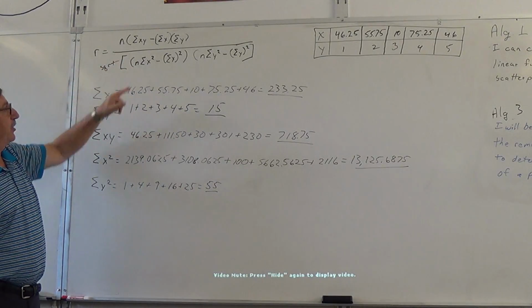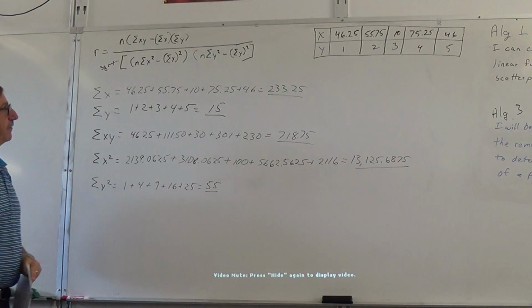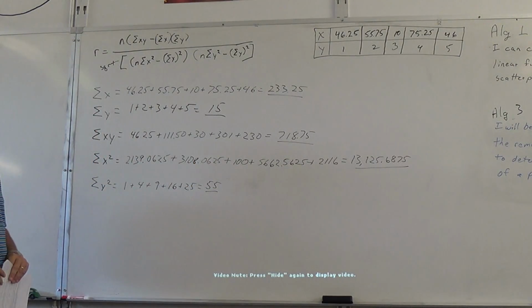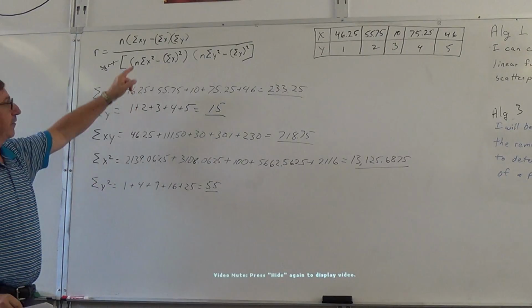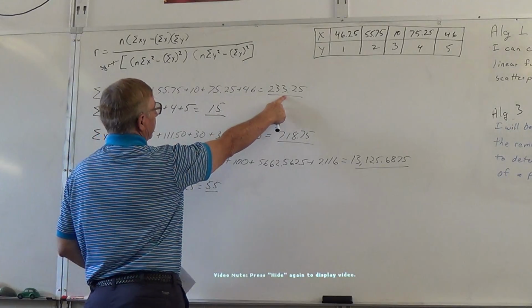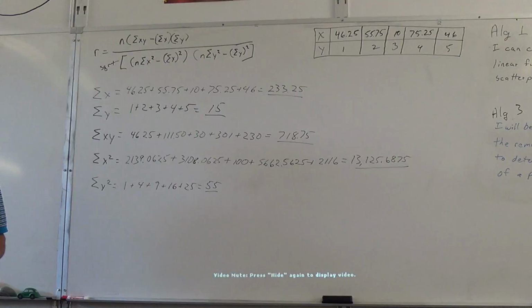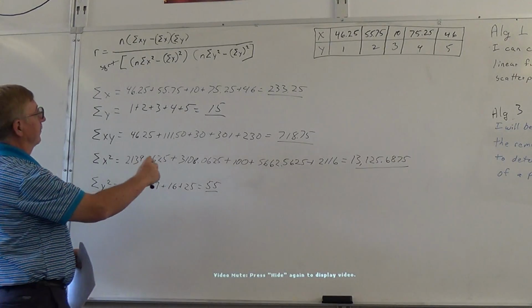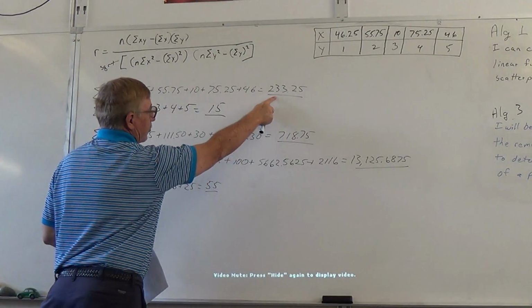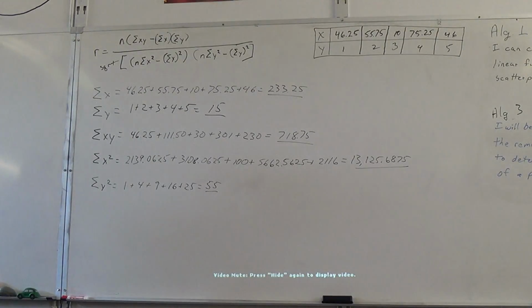So you're taking the summation of xy, which is 718.75, and subtracting from it the summation of x times the summation of y. So you're multiplying these two together and subtracting them from this number. That'll give you your numerator.